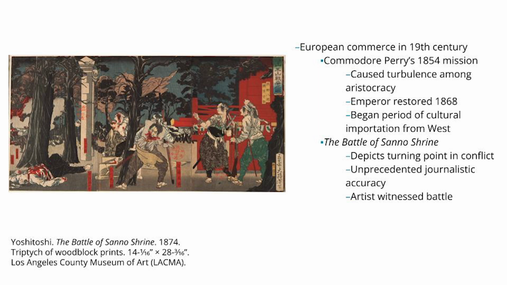And this was because it was initially brought to Europe during Commodore Perry's 1854 mission, which actually caused turbulence amongst aristocracy at the time. But the emperor was restored in 1868. Despite that, it began a period of cultural importation from the West.